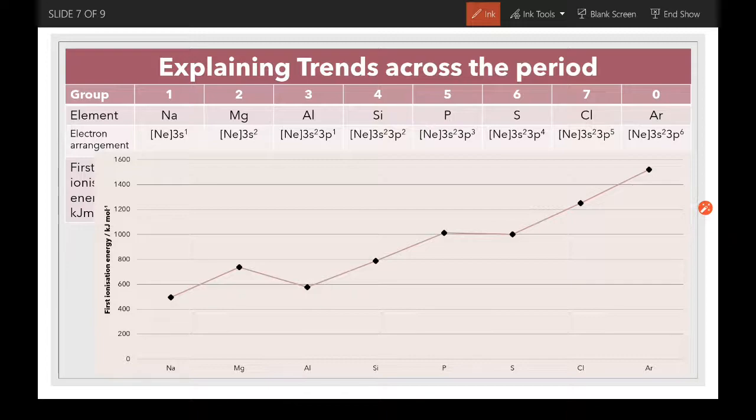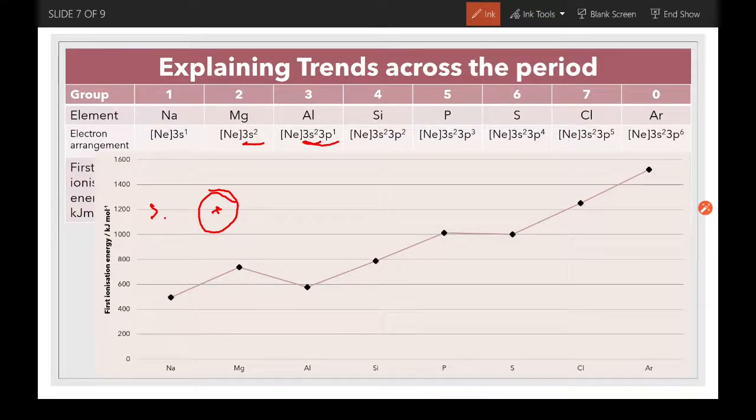Now, for these deviations, what we're going to look at between magnesium and aluminium. So, aluminium now has got a p electron, whereas magnesium has only got s electrons in there. So, what this means is, in our atom, I've got my nucleus, and then I've got an s orbital. Okay, so that represents my s orbital.